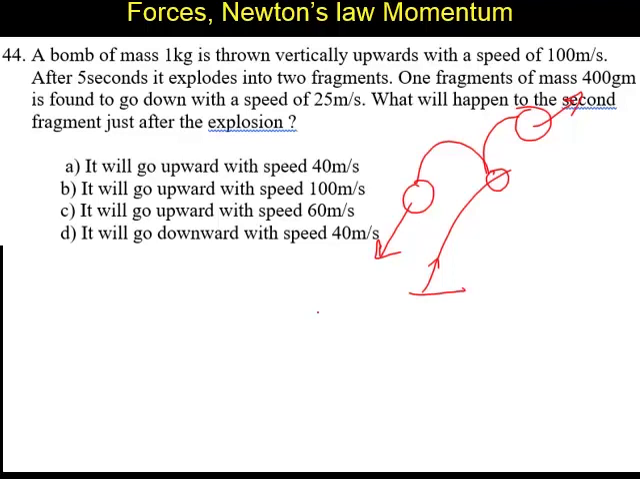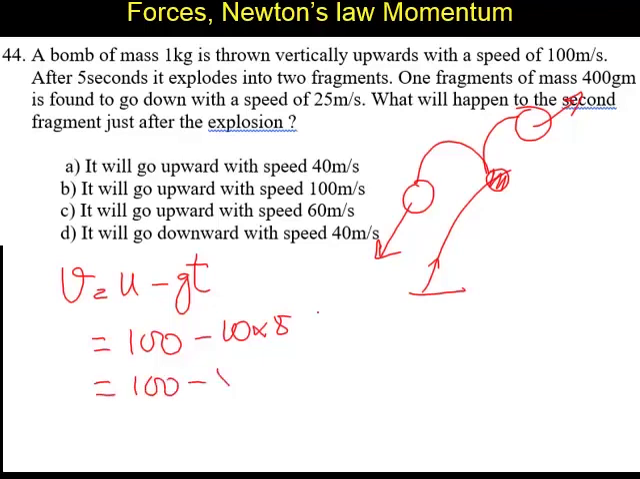But what should be the velocity for that? First, we have to calculate the velocity of the bomb when it explodes. For that, we will use the equations of motion. V equals U minus gt. In this case, U is given as 100, minus g is 10, t is 5 seconds. So it is 100 minus 50, so V equals 50. So at the time of explosion, the velocity of the bomb is 50 meters per second.